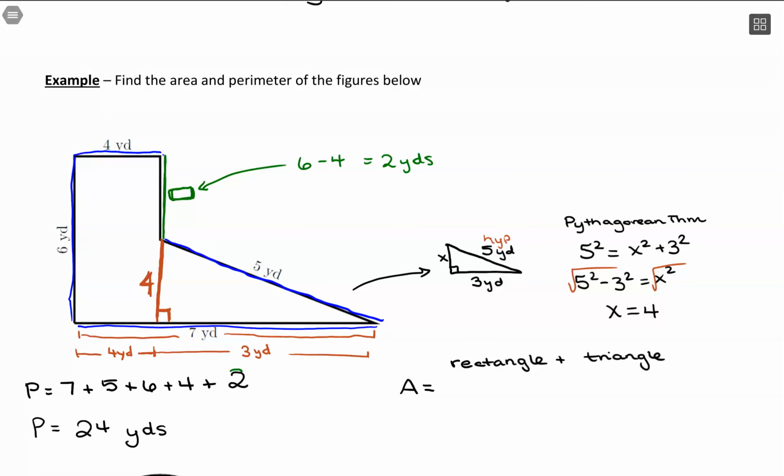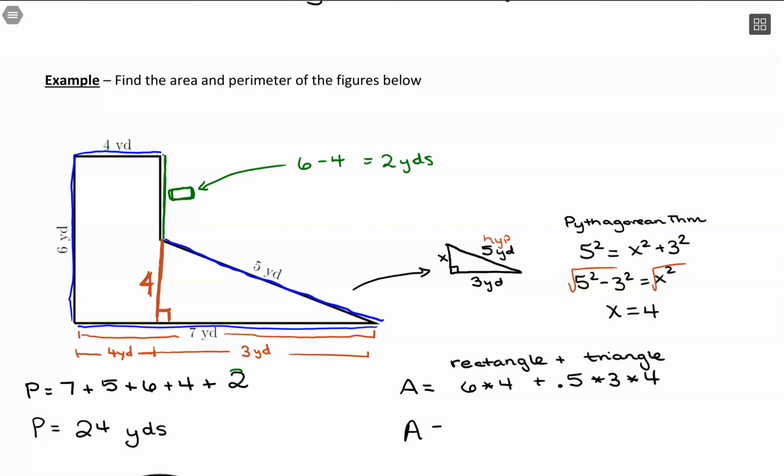Now with that, we can find our area. For the rectangle part, we have a 6 by 4 rectangle, so that'll be 6 times 4. And then we need to add on the area of the triangle, which is a half times base times height. So 1/2 times the base of 3 times that height of 4.